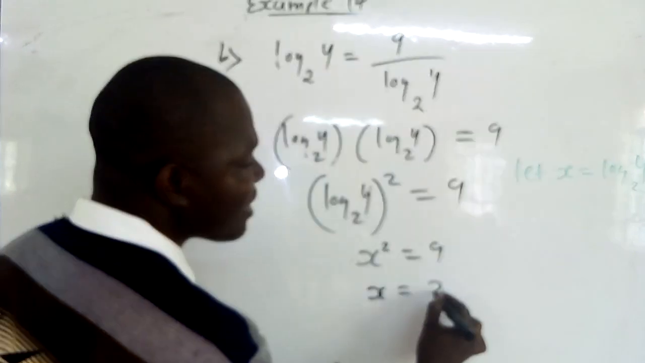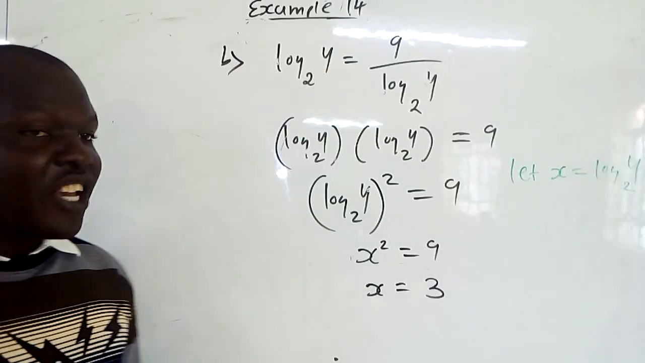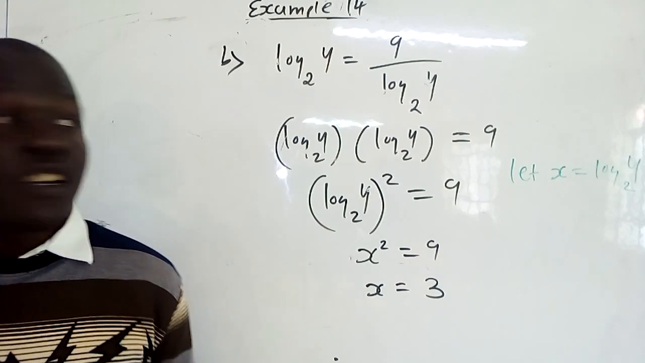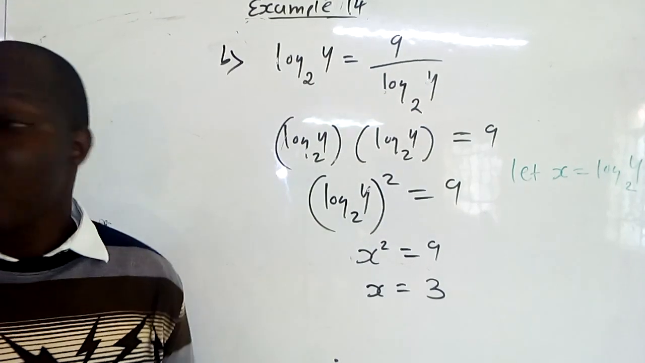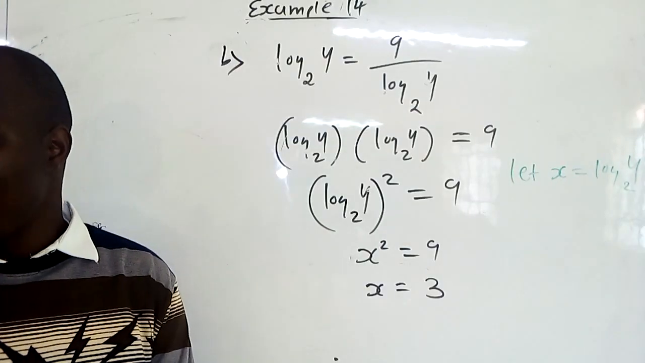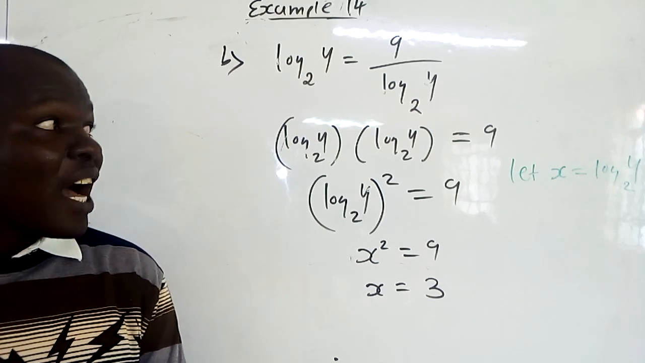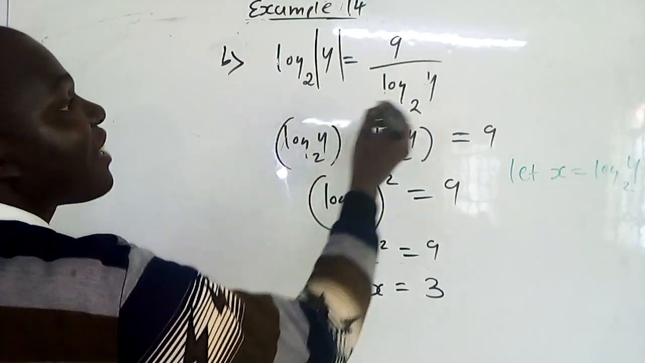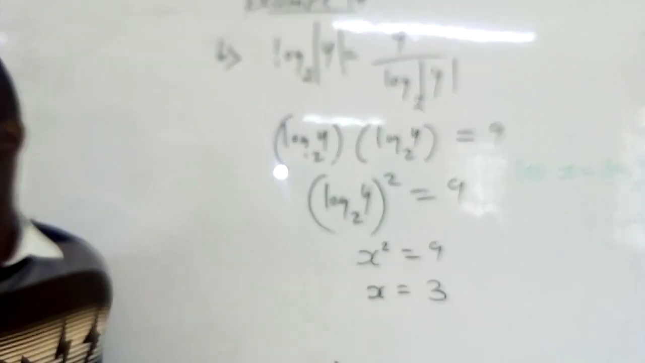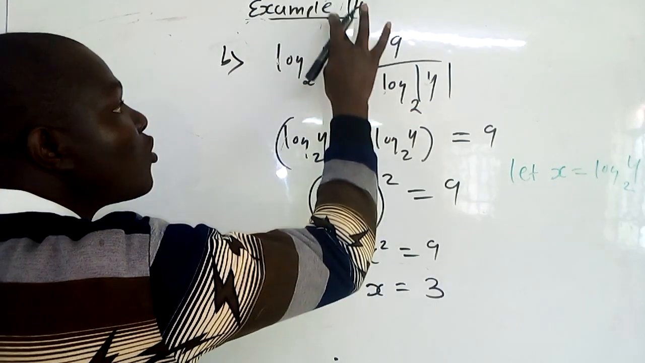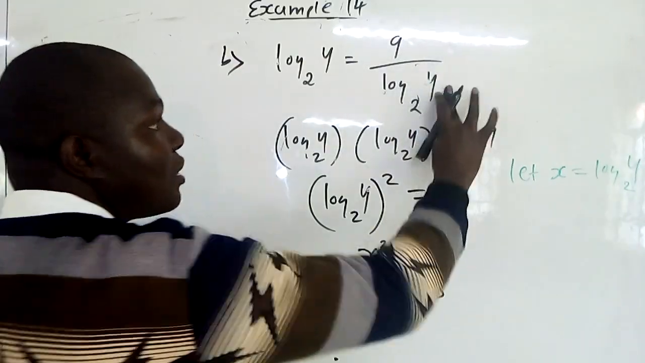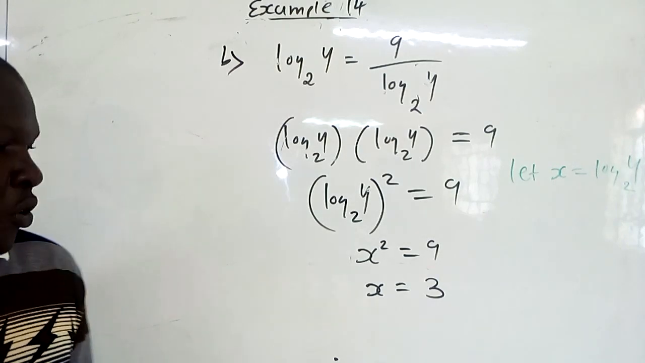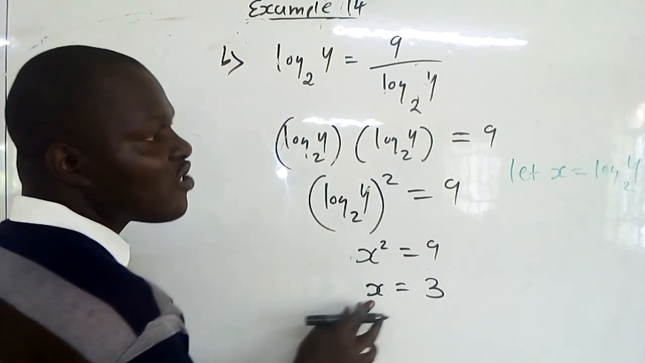So what is the value of x? X is positive 3, because x is both positive and negative 3, but for logarithm without absolute value, you take the positive solution. Are we together? A logarithm with absolute value is when they put it like this, and then you take both solutions. But when they don't put the absolute values, you only take the positive solution, the value which is greater than 0. Are we together? Good.